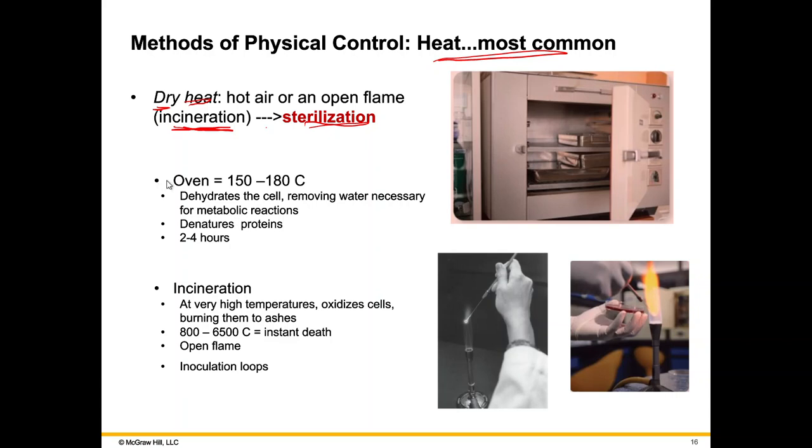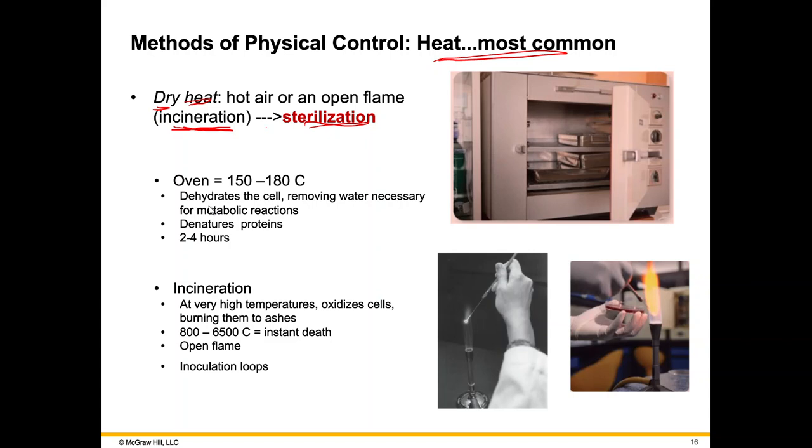So if we look at the first bullet point in this indent, it talks about the oven. This is showing you a picture of an oven that would be found in a potential microbiology laboratory. But it can range in temperature from about 150 to 180 degrees Celsius and is an acceptable way to kill many microbes or even sterilize a substance or surface, etc. How does it do it?